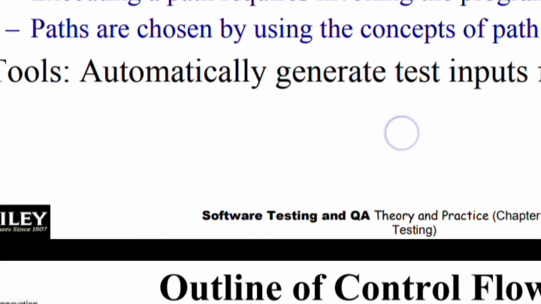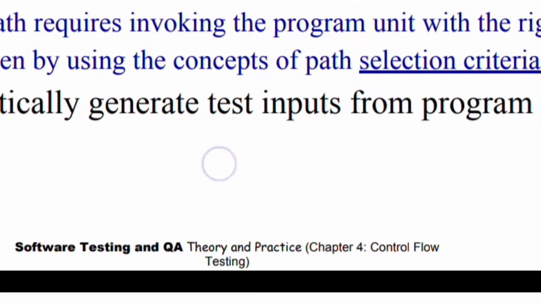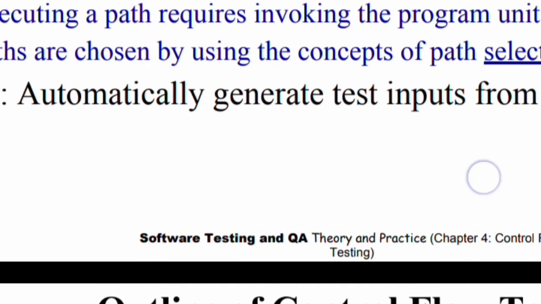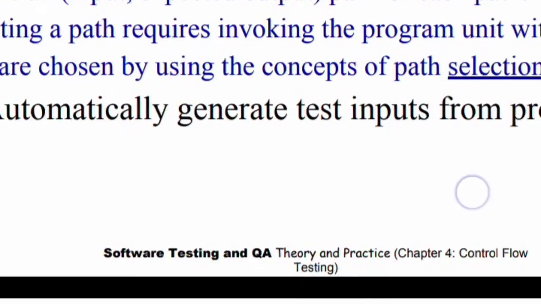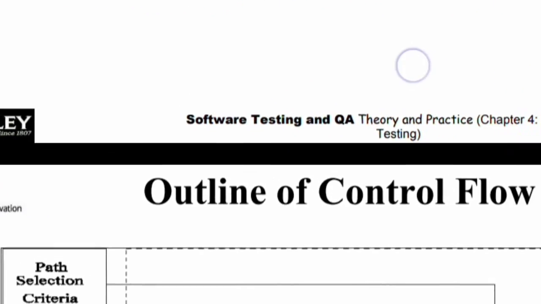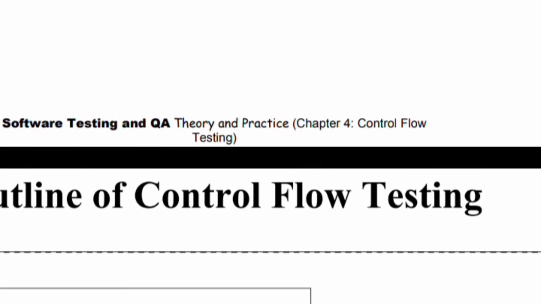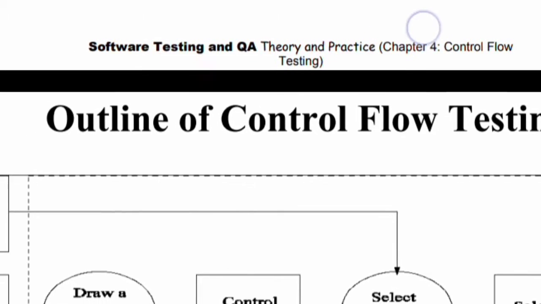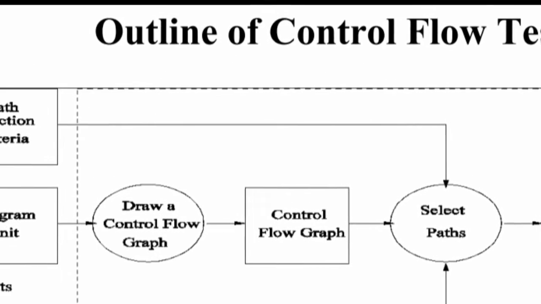Paths are chosen by using the concepts of path selection criteria. The selection criteria may differ from one path to another. Tools automatically generate test inputs from program paths.